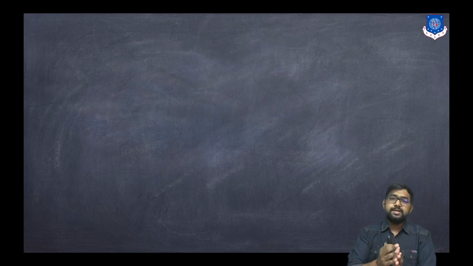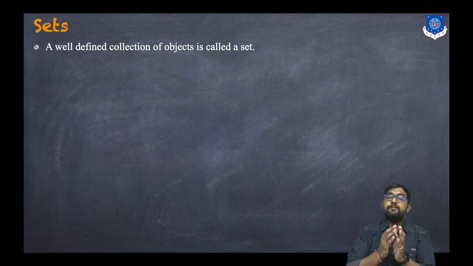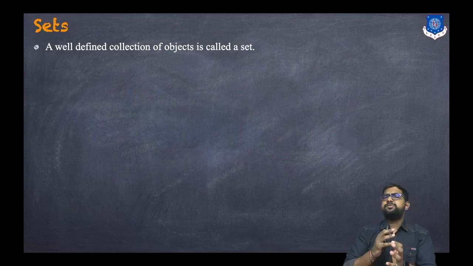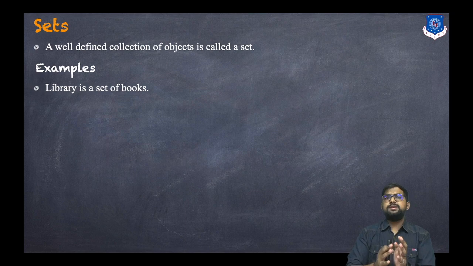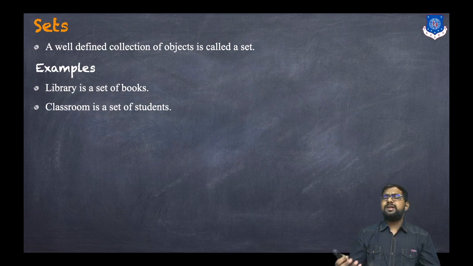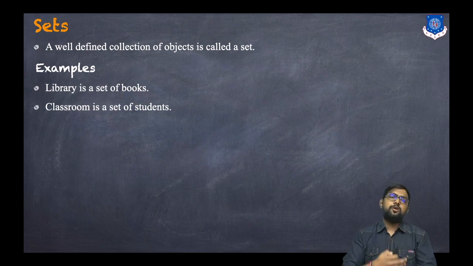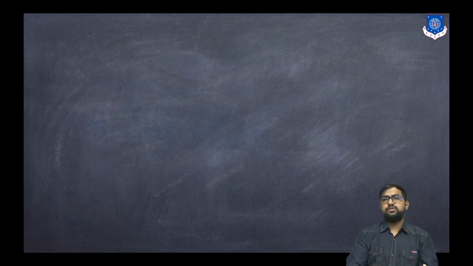So first, understand what is a set. What do you mean by a set? A well-defined collection of objects is called a set. Objects can be anything. For example, a library is a set of books. Second example, a classroom is a set of students, or it can be a set of chairs and so on. A classroom is a set of girls, or a set of boys, or a set of chairs and so on.